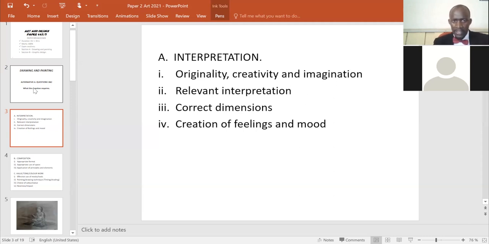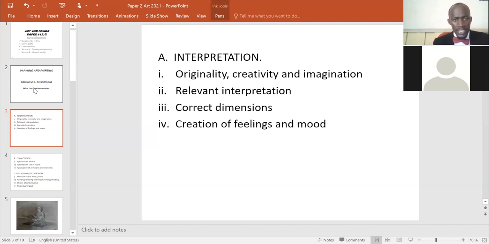Remember, the paper has 4 hours. Of the 4 hours, 1 hour is for sketching, and the 3 hours is for doing the work. So a candidate has at least a whole full hour to interpret the question. So the relevant interpretation is given priority, and normally it is awarded marks up to around 20 marks in the national exam.